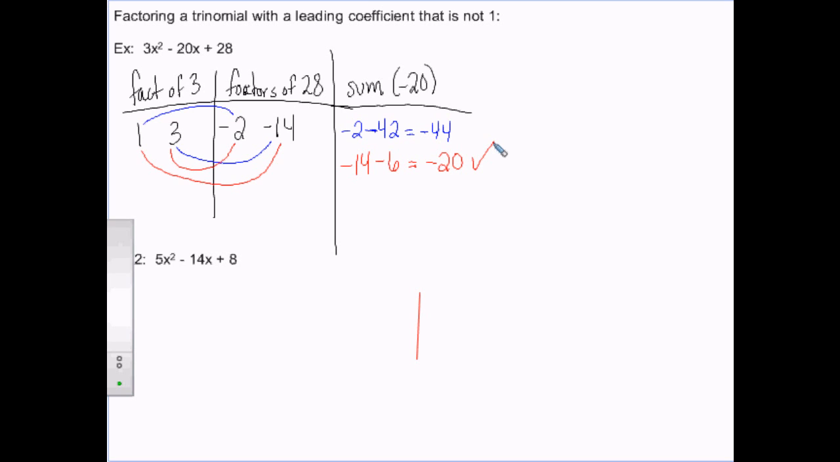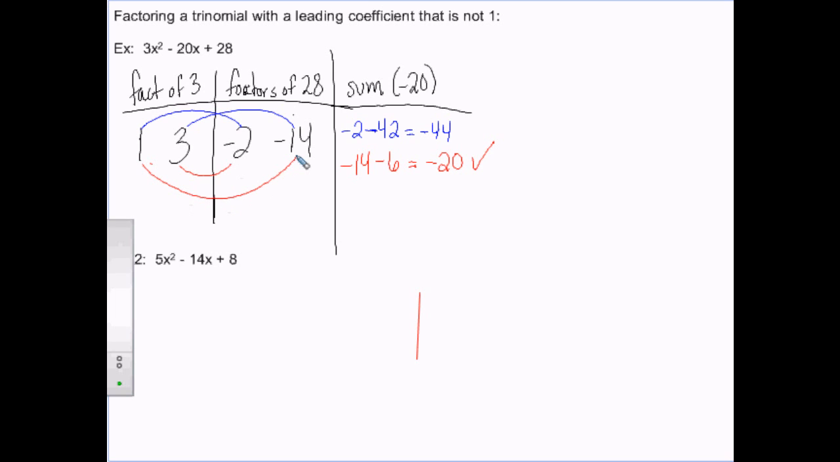Let me draw these lines a little better. Hold on a second. I'm just going to erase all this real quick. I'm going to put that back. Okay, in the first one I did 1 times negative 2, 3 times negative 14. And in the second one I'm doing 3 times negative 2 and 1 times negative 14. Recognize the pattern? It's the same as the FOIL pattern.